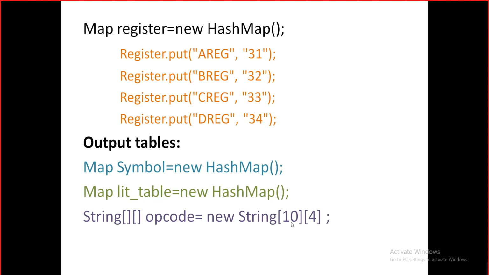And for each instruction in the intermediate code, how many maximum columns can I have? I can have 4 columns, right? One for the label, one for the mnemonic itself, one for the first operand, and one for storing the second operand. I'll store the intermediate code for all of these in the opcode table, and the zeroth column I will utilize to store the mnemonic itself.